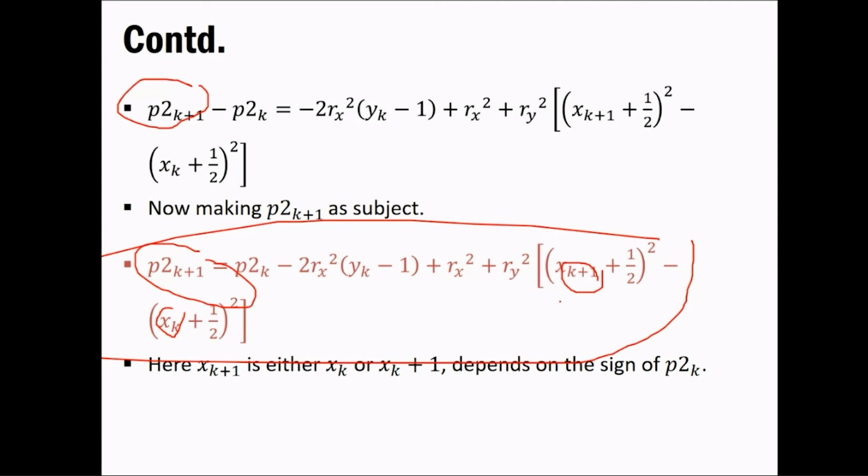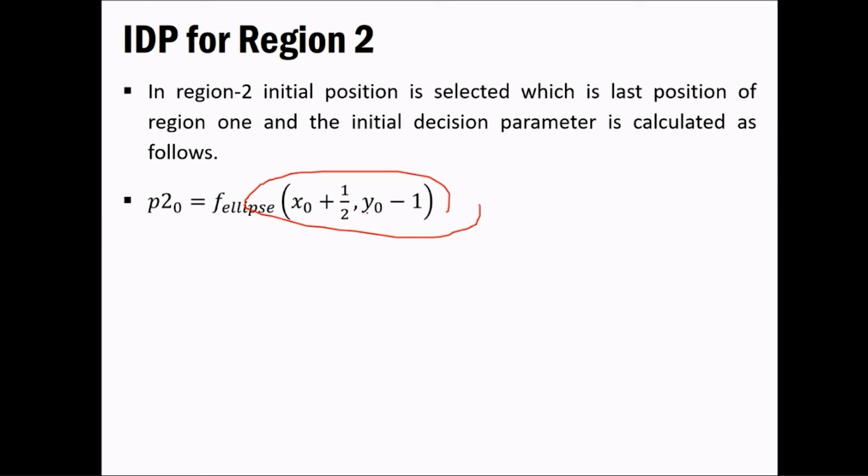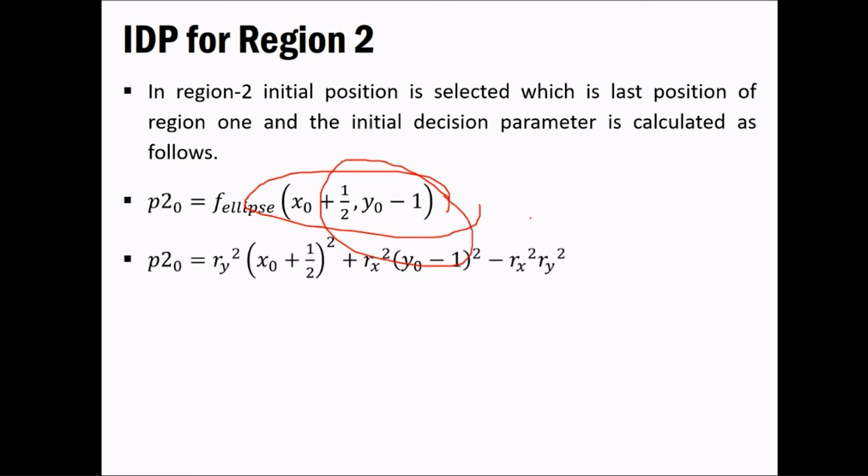Okay, so now the initial decision parameter for region 2. Similar thing you have to consider over here, that is x0 plus 1 by 2, and you have to decrement the y value in region 2 as I told you earlier also. Okay, further putting it into the ellipse function, so you'd be getting this thing.